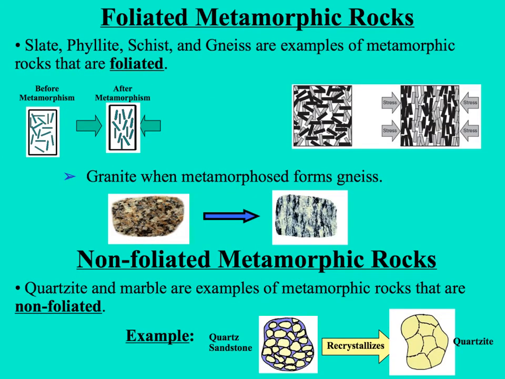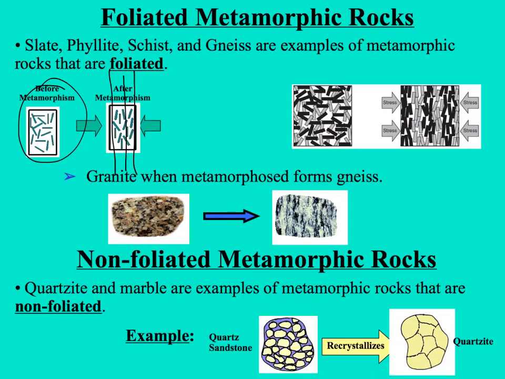What you're looking at in this particular diagram is the two textures. If you focus on this diagram, this is before metamorphism. So let's pretend that that's an igneous rock called granite. You can see that the crystals are all over the place. After metamorphism, you can see that the crystals are more in alignment like this, so you can see the idea of banding, okay? Because granite is one rock that gets metamorphosed to gneiss, and gneiss is foliated.